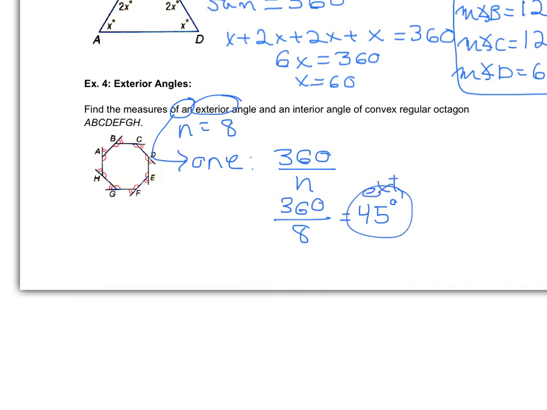And if I want to find my interior, remember, my interior is just the same thing as 180 minus my exterior. So my interior angle is 135.